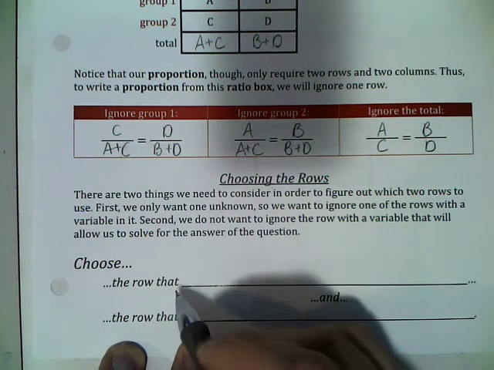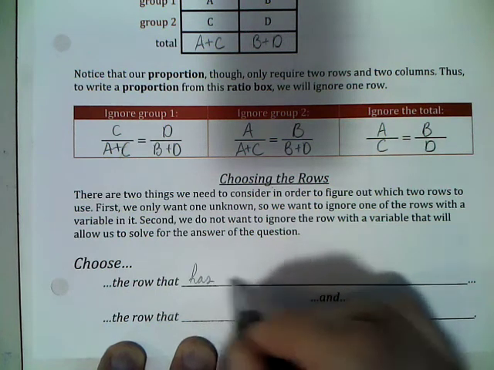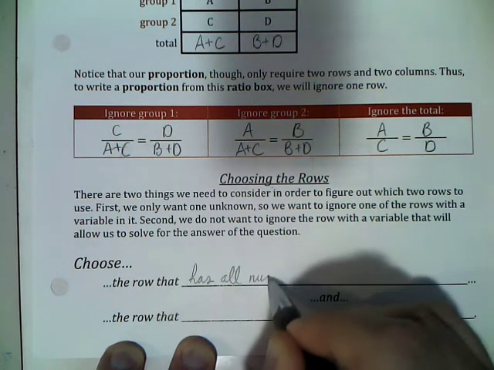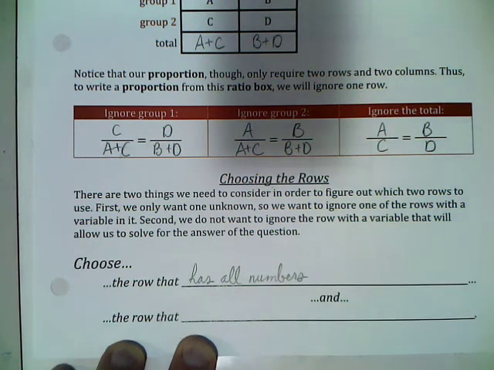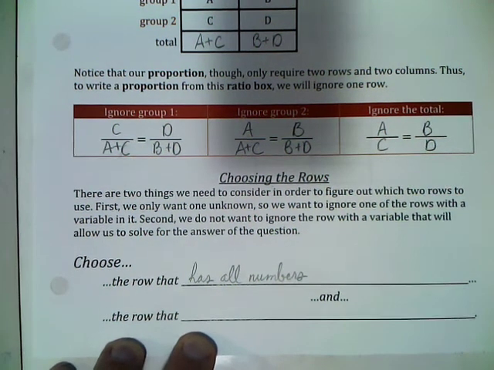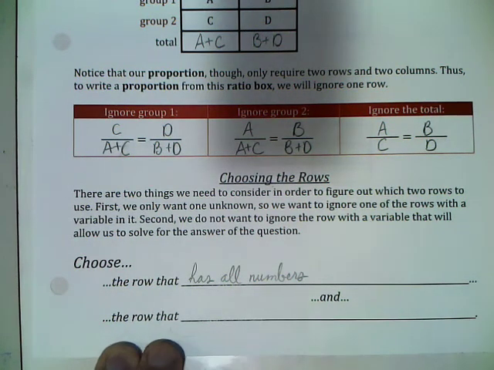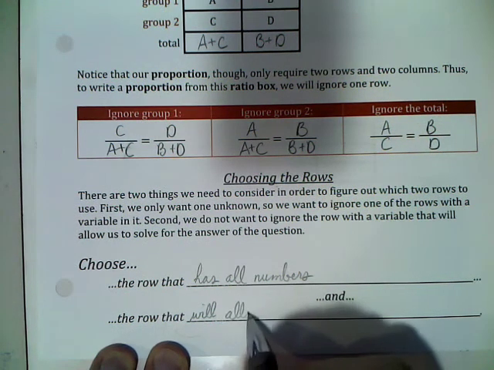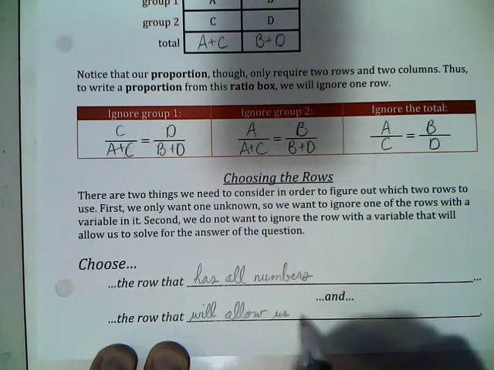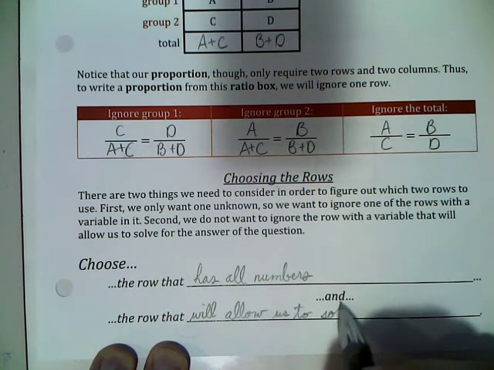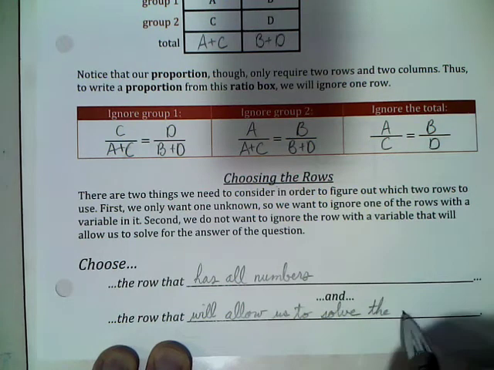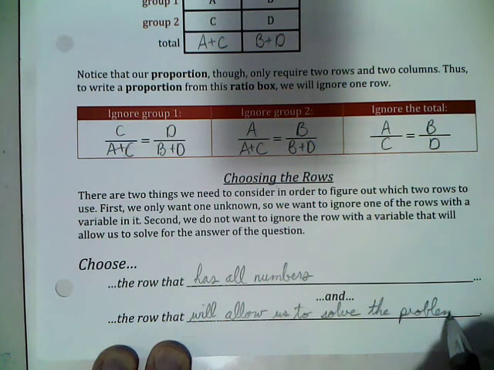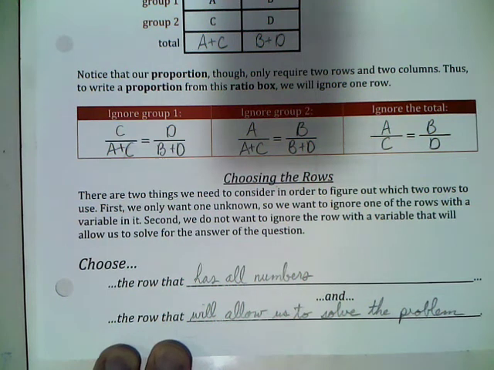So we're going to choose the row that has all numbers, and that will keep us from having two variables. So if we choose the row that has all numbers, then we know there's only going to be one variable. And we want to choose the row that will allow us to solve the problem. Choose the row that has all the numbers. Choose the row that will allow us to solve the problem.